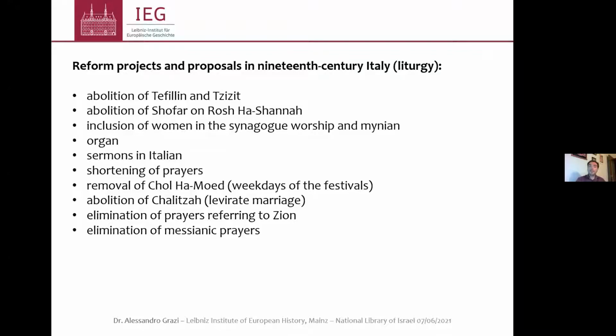Thus, among the reform proposals, disregarding their actual application or not, we notice a certain trend to eliminate what they thought distinguished the Jewish population from their non-Jewish compatriots too much, such as tefillin, the phylacteries, and tzitzit, the ritual fringes, or the sound of the shofar on Rosh Hashanah, but also other elements: the inclusion of women in the synagogue worship and in the completion of a minyan, the introduction of an organ, the use of Italian in sermons, the abolition of the chalitza, the tradition of the levirate marriage, the removal of the days of Chol HaMoed, the weekdays of the festivals, but also a radical change, such as the acceptance of intermarriage.